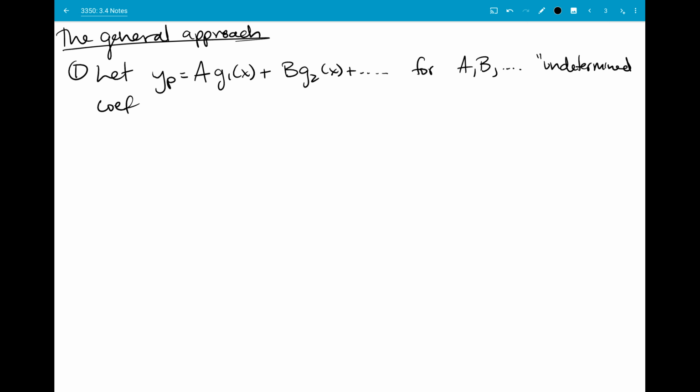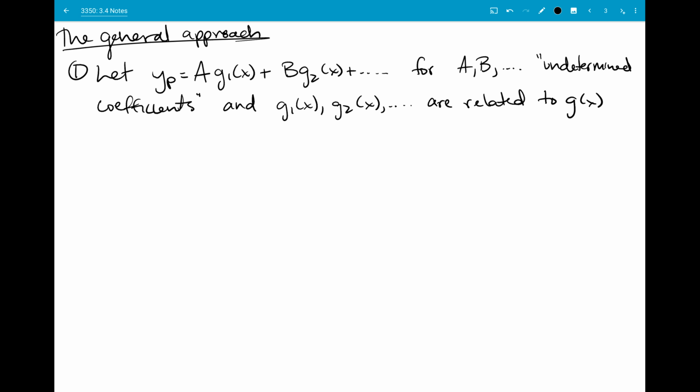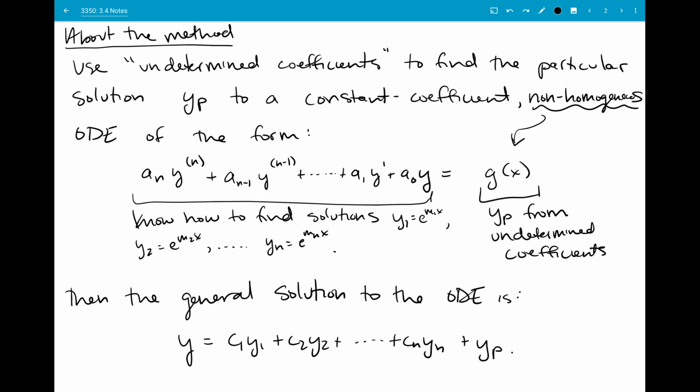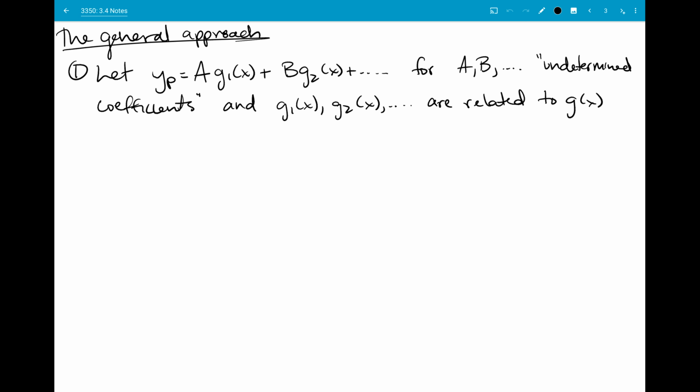So they're just constant numbers that we don't know what they are yet, and they're where the name for this method comes from. And the g1 of x, g2 of x, and so on and so forth, are related to the right-hand side of our differential equation, g of x. So whatever this extra bit is that wasn't part of the regular constant coefficient problem, that somehow determines what g1, g2, and so on are, and we'll discuss that next.